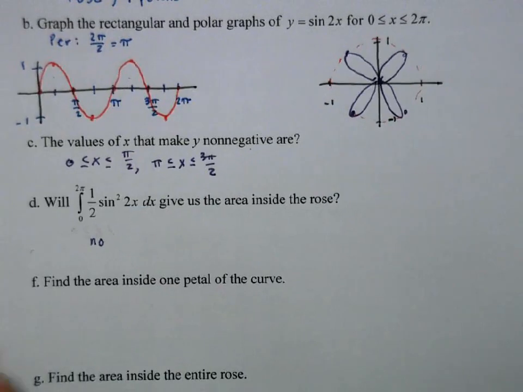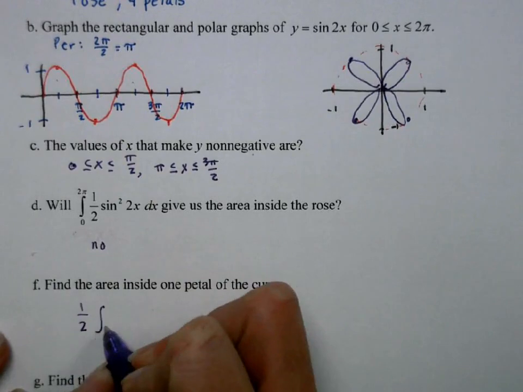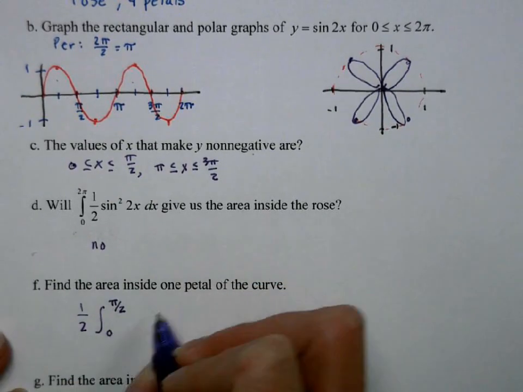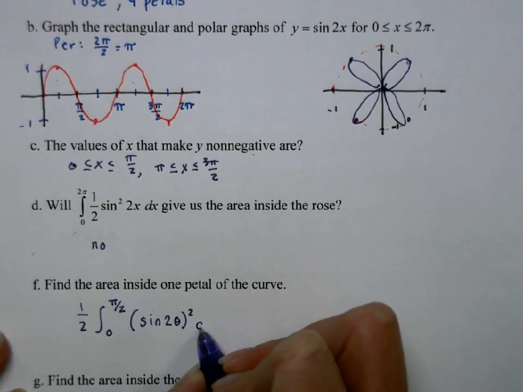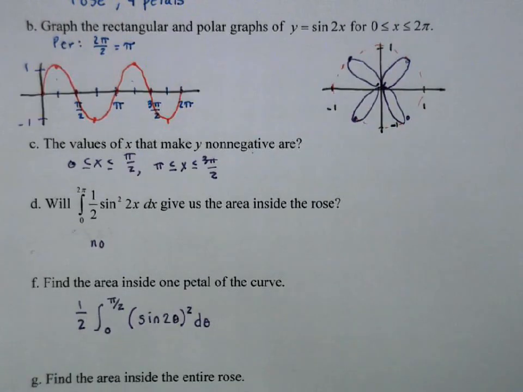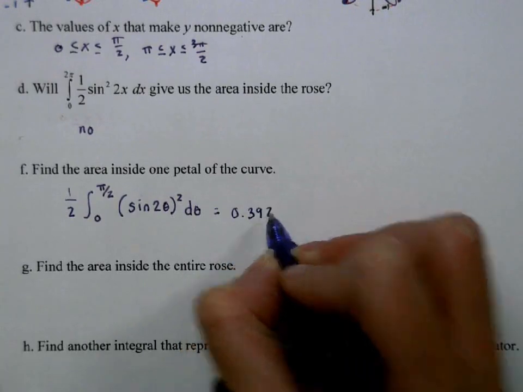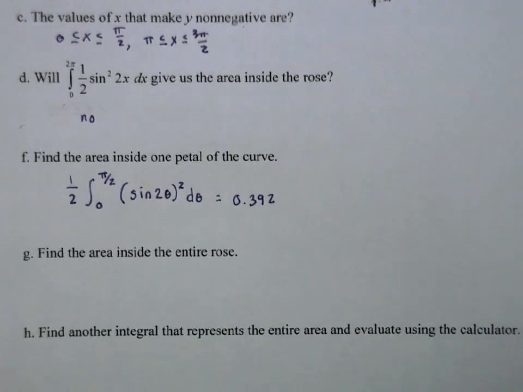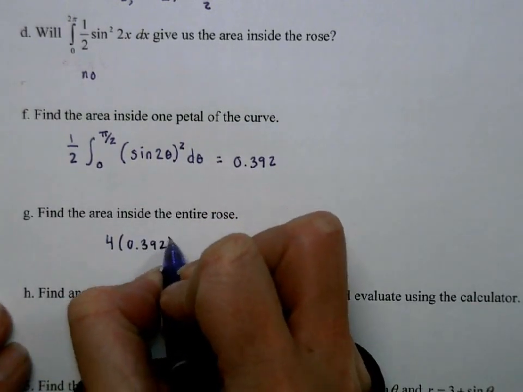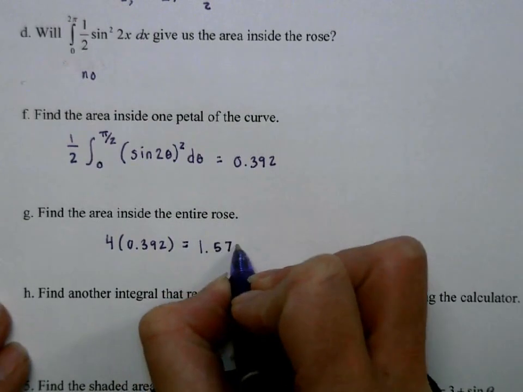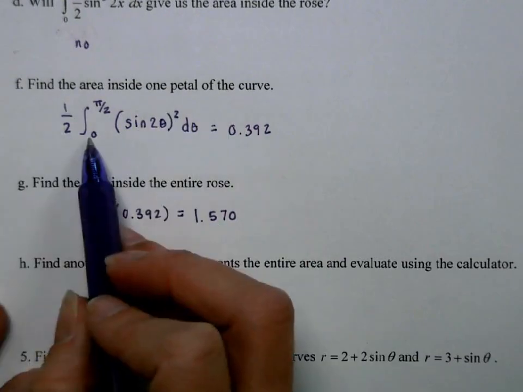So for 1 petal, we're just going to find from 0 to pi over 2, using our area formula, of my r, which is sine 2 theta squared, d theta, so 1/2 r squared again. Using our calculator, we get 0.392. Well, if we find the area of 1 petal, we can now find the area of the entire rose by multiplying that by 4. We could have done this right from the beginning by just taking this integral that we did for 1 petal and just multiplying it by 4.